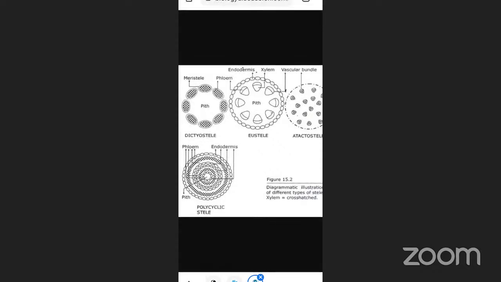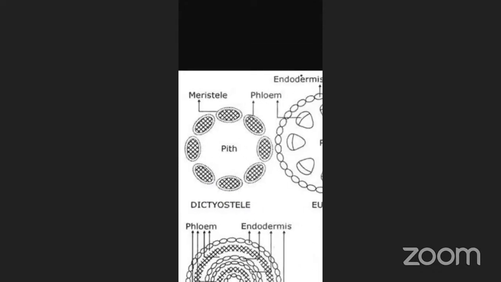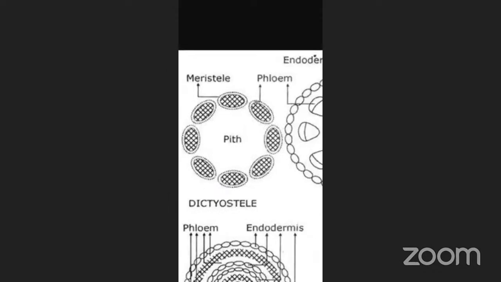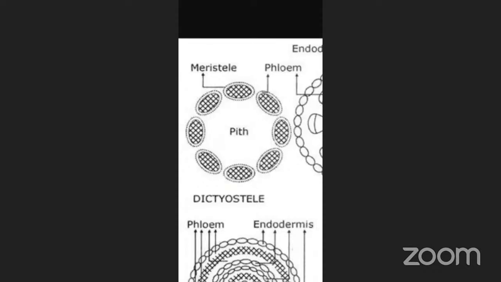So see here, the leaf gaps are there. Each patch is a different stele, meaning it is split into a number of steles. That one we call a dictyostele. It has more overlapping leaf gaps, more than two or three leaf gaps. So that one we call a dictyostele. This is the dissected type of stele.